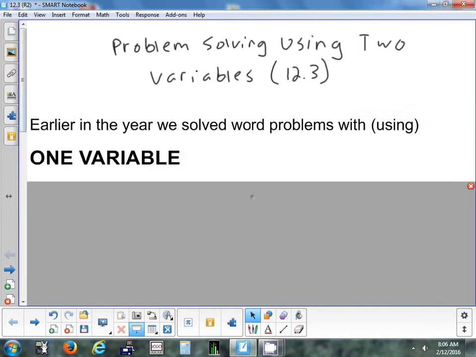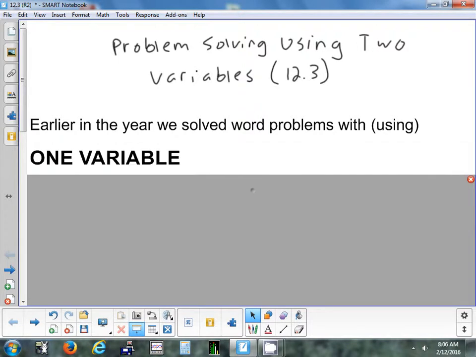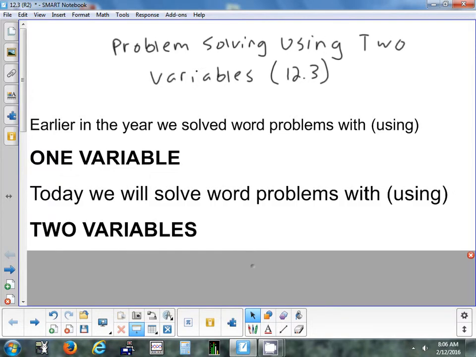Right, so our last section for this week is 12.3. Okay, solving word problems using two variables. I just said earlier in the year we solved problems with one variable. Now we're going to solve problems with two. The two letters, you usually can pick whatever you want.